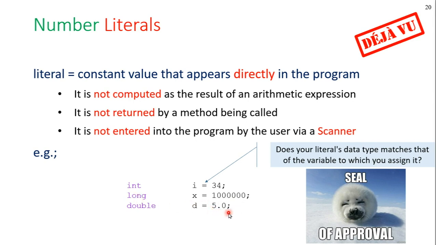What about 5.0? If it's a floating point, the data type is double. Assign a double to a double, we're okay. What if d was a float variable? It's not going to work.